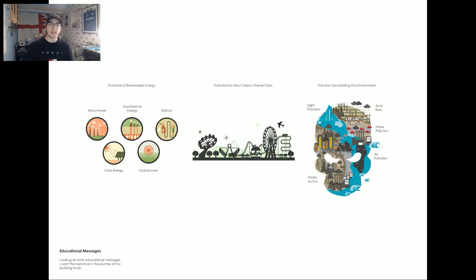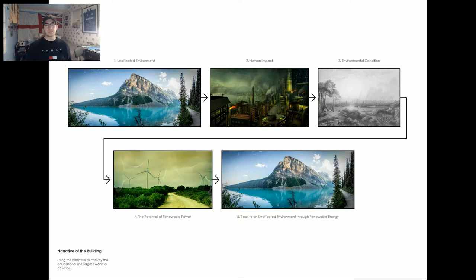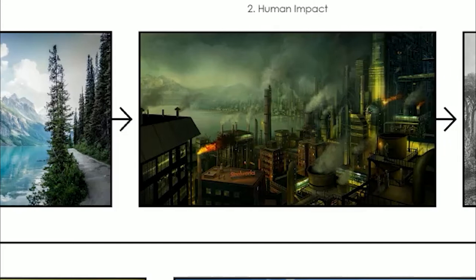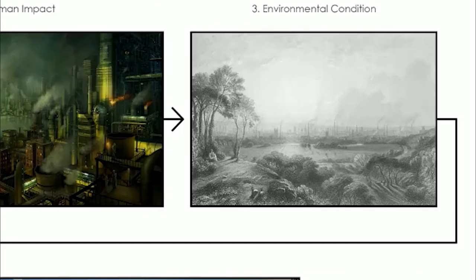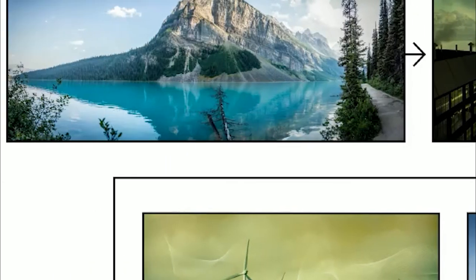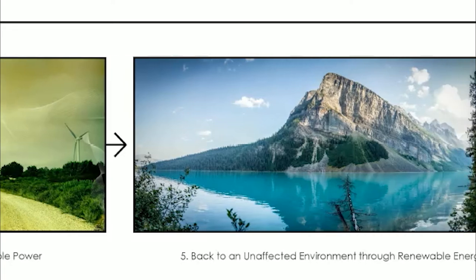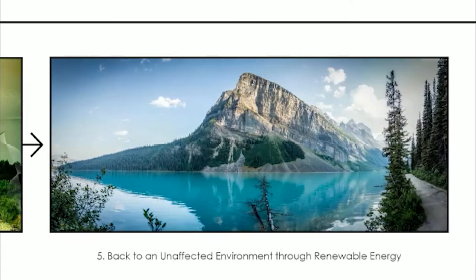And it's just that realization of what you want to talk about in your building, and that will help you build up your narrative. So this then allowed me to build some sort of storyboard. So I'm looking at an unaffected human environment, and then the story goes on to the human impact and the environmental conditions because of that impact, then going on to looking at the potential of renewable power, and then through that renewable power, hopefully we'll go back to an unaffected environment.